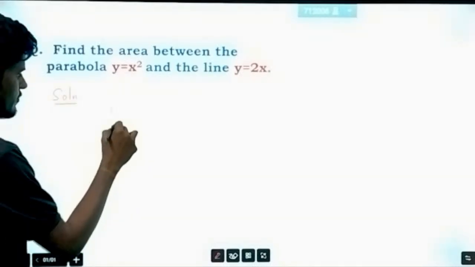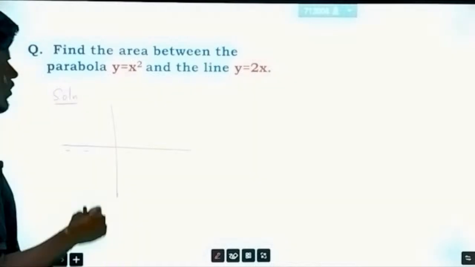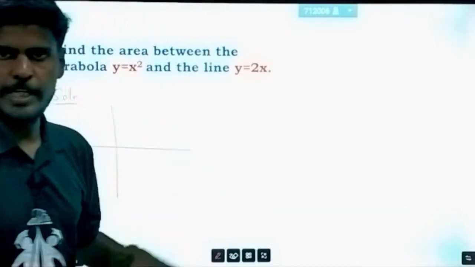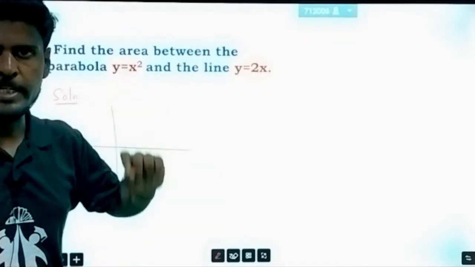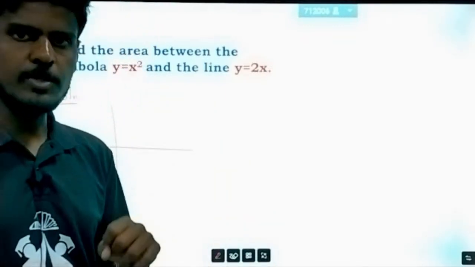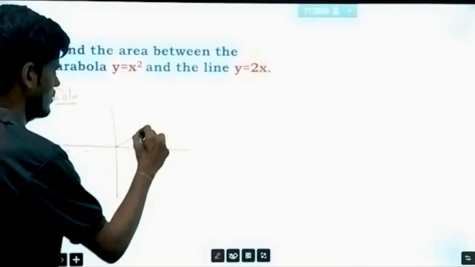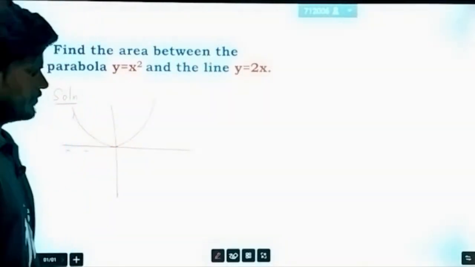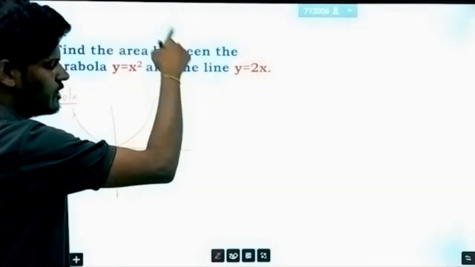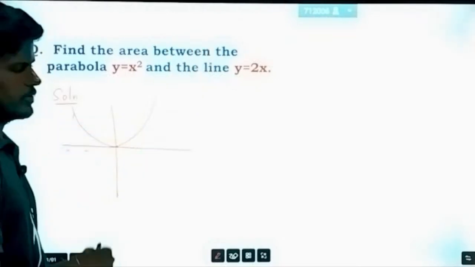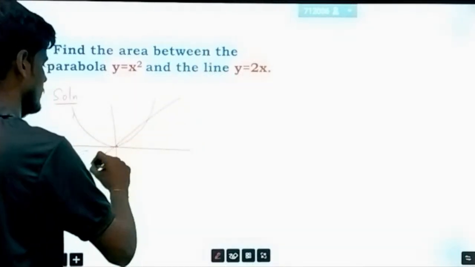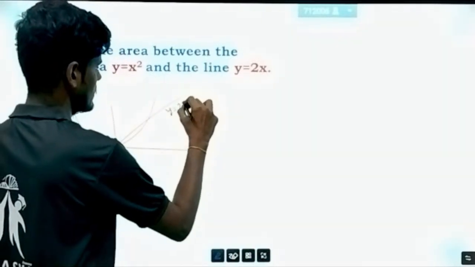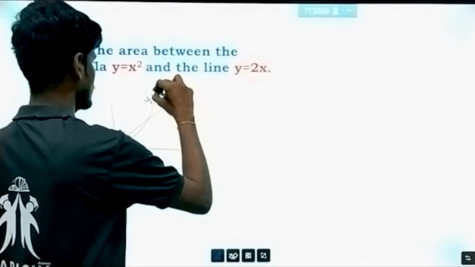Solution is, first draw the graph. Y equal to x square graph, how it will be? It is like x square equal to 4ay type. When we have even powers in x, that means graph will be symmetrical about y axis. So y equal to x square curve is like this. Then y equal to 2x. 2x is a straight line. When x equal to 0, y equal to 0. When x equal to 1, y is equal to 2. So line will be like this. This line is y is equal to 2x and this curve is y is equal to x square.